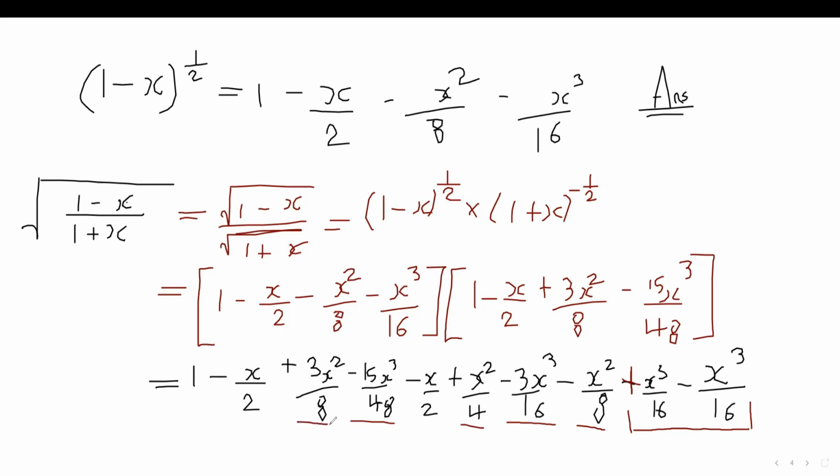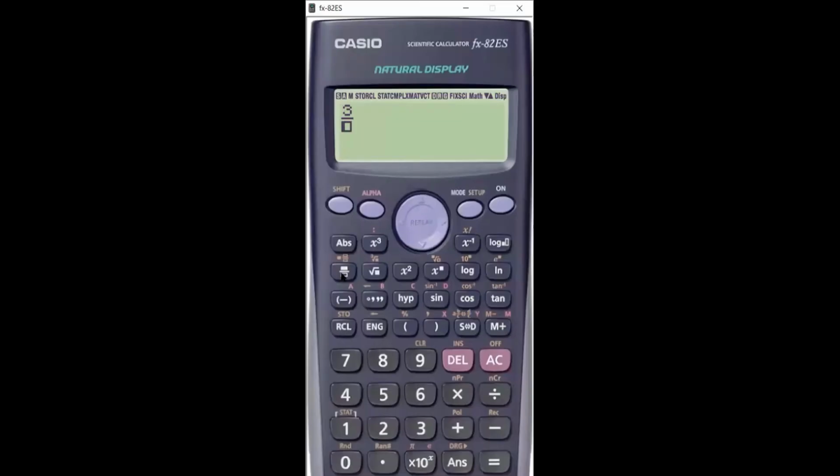Oh, I missed out this 3x squared here, so 3 over 8. I'm going to put it in the calculator. It's sad, but I have to use the calculator, just to not make any mistake. We had 3 over 4, minus 3 over 8, plus 1 over 4, minus 1 over 8. Just to be safe, that's a half. That is a half, Marika.